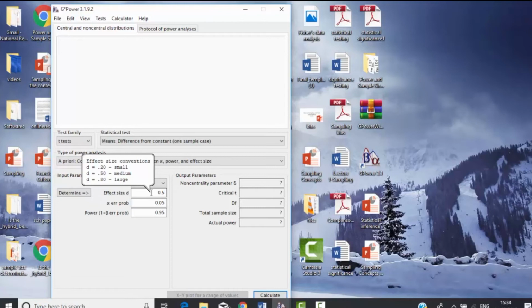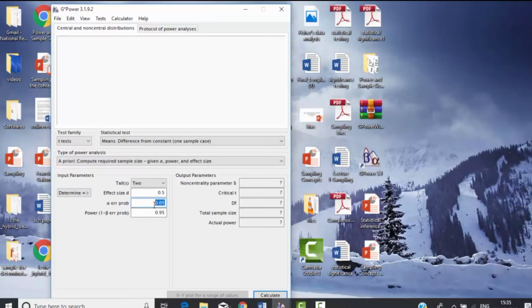That means if the effect size d is 0.5, then it has probably crossed 0.5 of the standard deviation. If it is 1, it would have crossed 1 standard deviation. Here, by default, he has put some value. Let us not go by it.